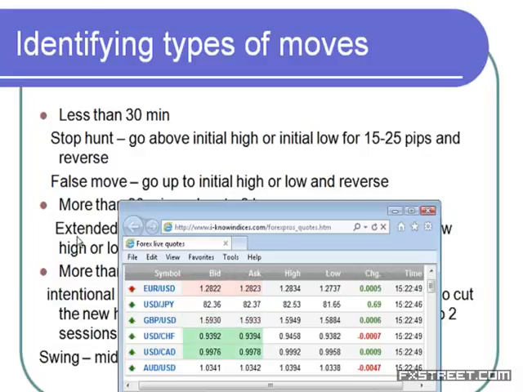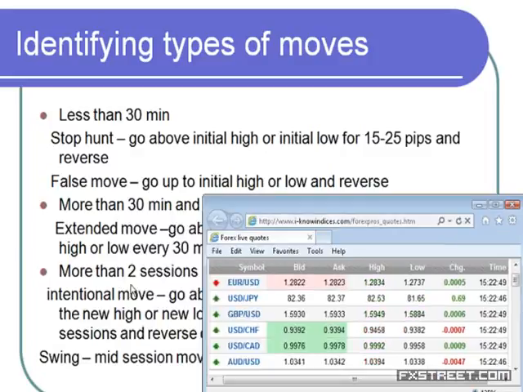Then it becomes an extended move, which prevails for more than 30 minutes up to 2 hours. Earlier they used to make an extended move of about 75 to 100 pips and reverse it. Nowadays, due to lesser volume, they have done it for only about 40 pips and then reversed the market. Stops they do during the early part of the session and the late session.